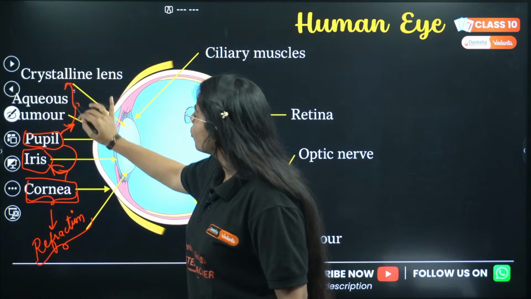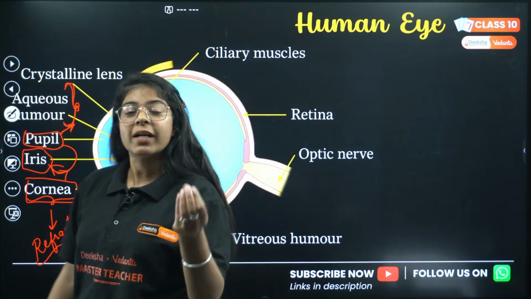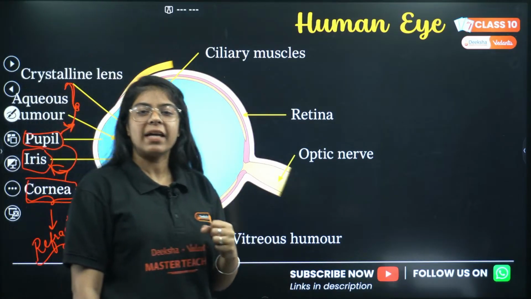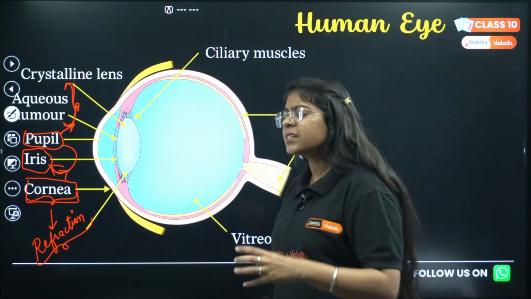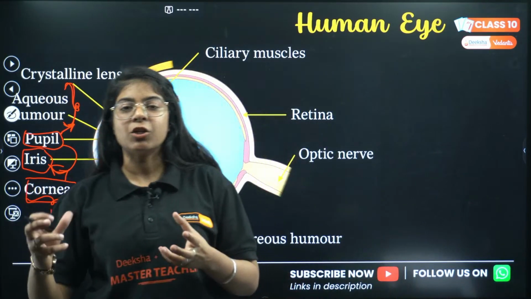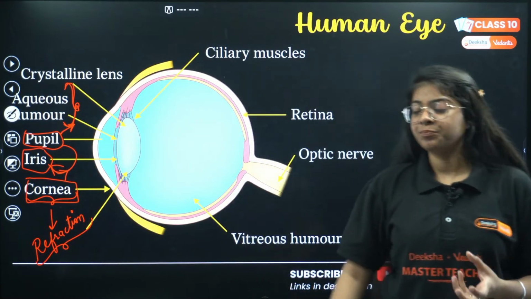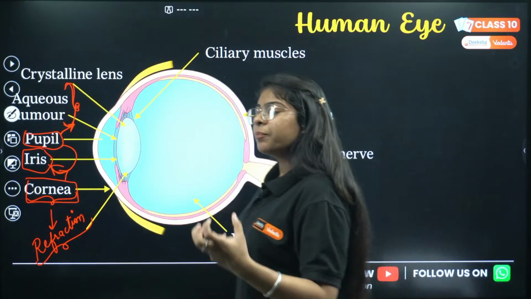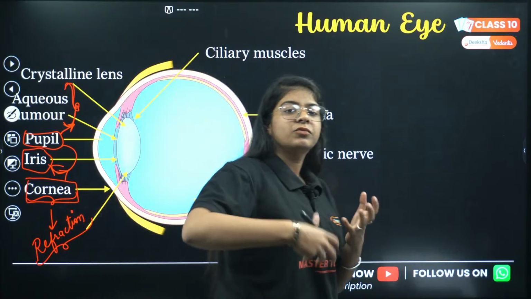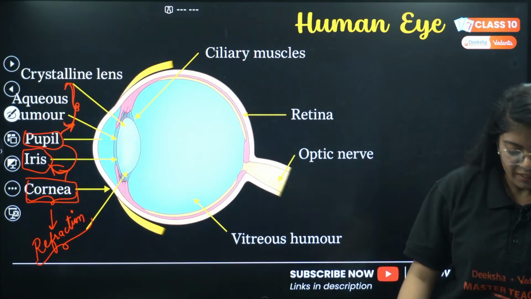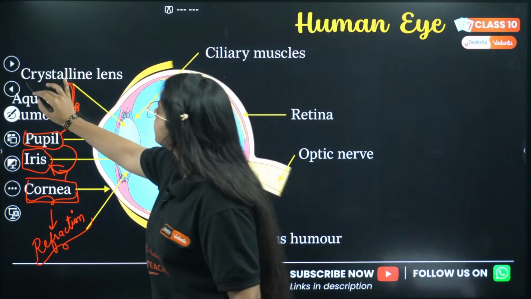Next is aqueous humor. Aqueous humor is a fluid. It is a fluid between cornea and my eye lens. Okay, it is a fluid between cornea and eye lens, and it basically supplies the nutrients, supplies oxygen from air to my eye lens. Okay, and it helps in maintaining the required pressure that is required for our eye lens to be in the definite shape. Correct? Then we move on to crystalline lens.